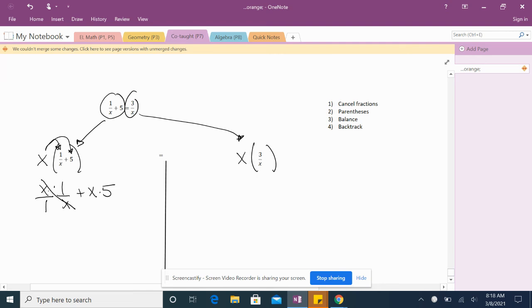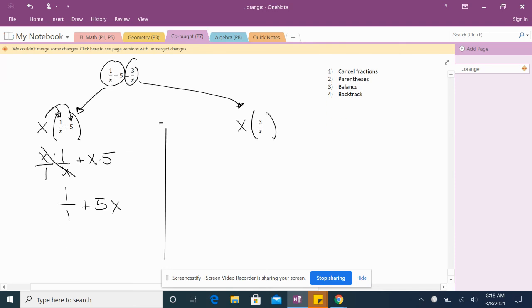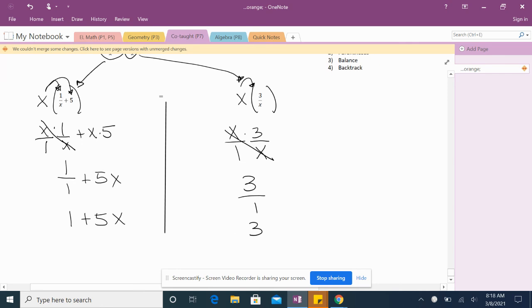These cancel. I have 1 on top and 1 on bottom, and x times 5 is 5x. 1 divided by 1 is 1 plus 5x. And now here, x times 3 over x. These cancel. I have 3 on top, 1 on bottom, which is just 3.